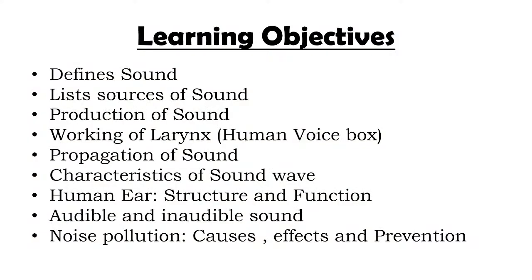Let's see what are we going to learn in this lesson. We are going to define what is sound. We are going to list the different sources of sound. We are going to understand how the sound is produced, that is production of sound, working of human voice box, propagation of sound, characteristics of sound wave, human ear, structure and function, audible and inaudible sound, and finally we are going to learn about what is noise pollution, what are the causes, effects and prevention.